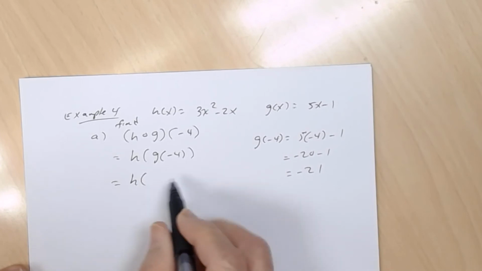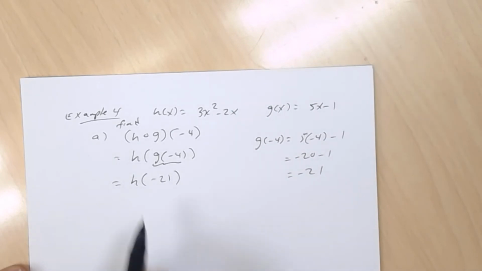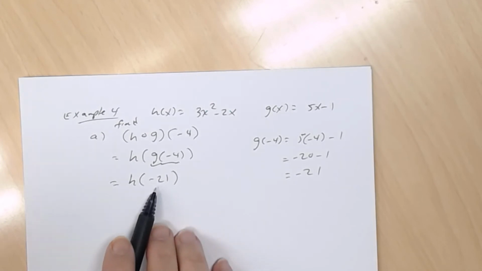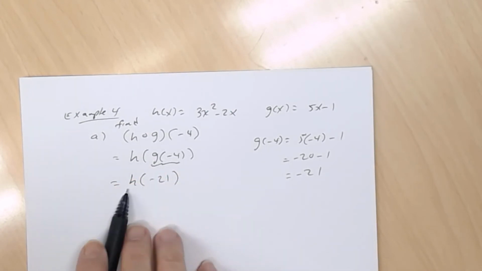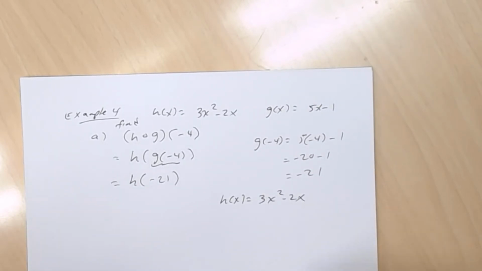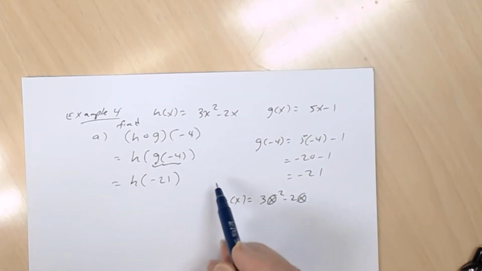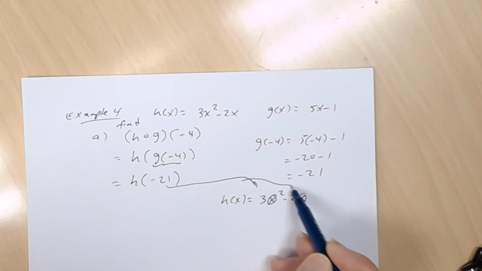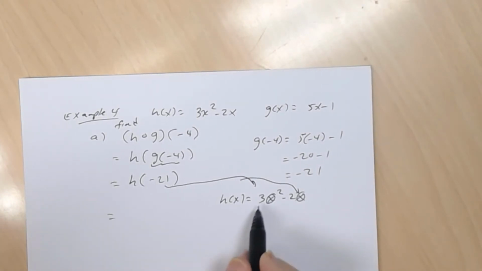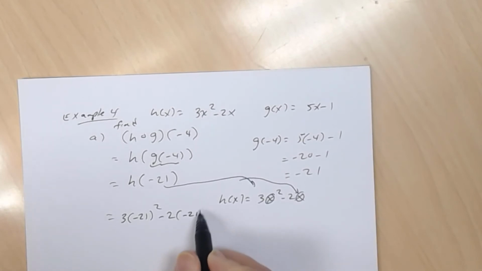Okay, so now it becomes h of, replacing the inside with what it's equal to, negative 21. Now you need your calculator with this, because I didn't realize the absolute value of this was going to be large. So now I go to my function h. I'm going to rewrite h of x here. And this says wherever I see the variable x, and I see it twice, I'm going to substitute negative 21. So now this becomes 3 times, in parentheses, negative 21 squared minus 2 times negative 21, right?